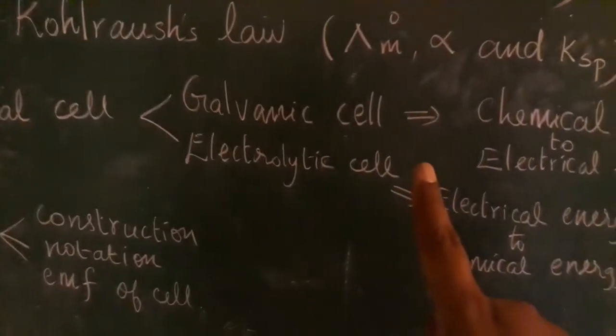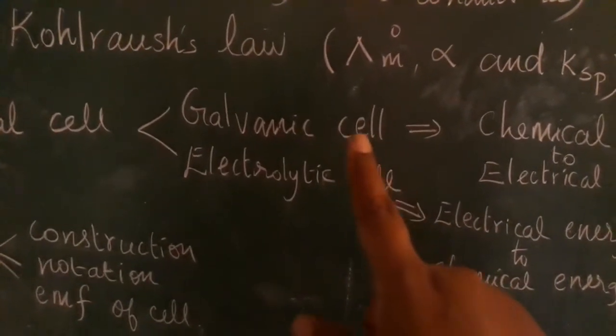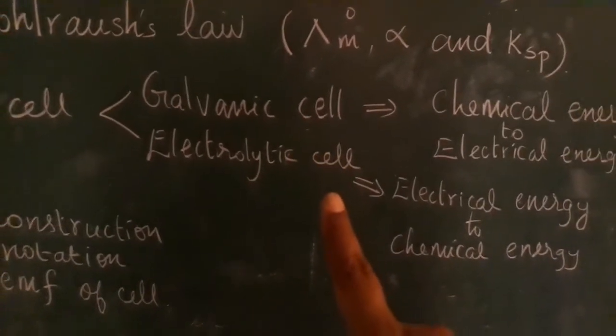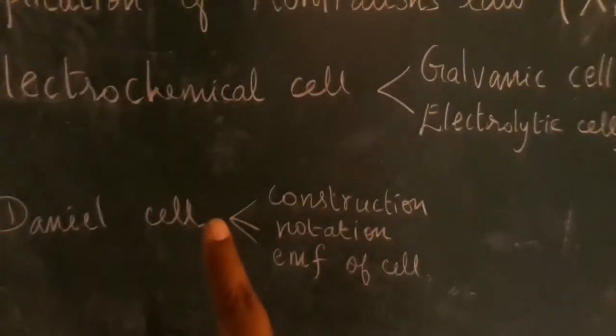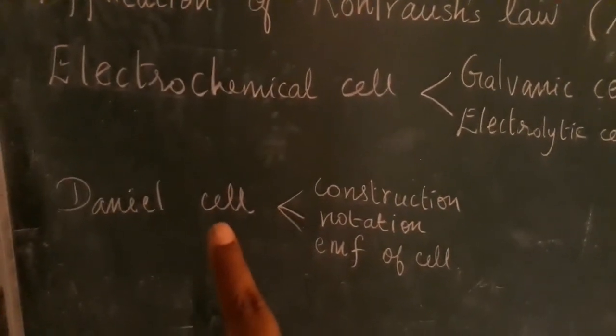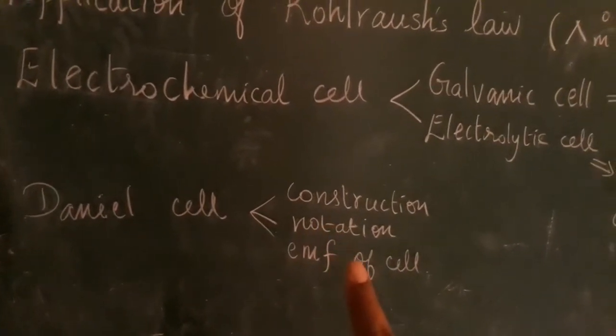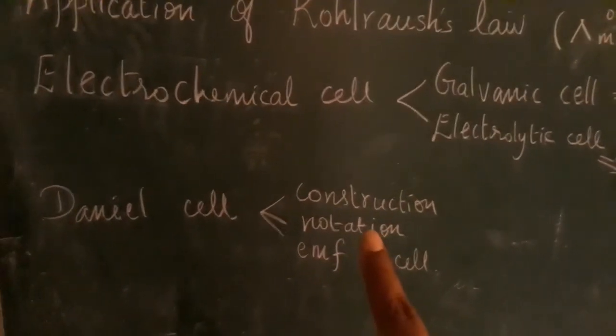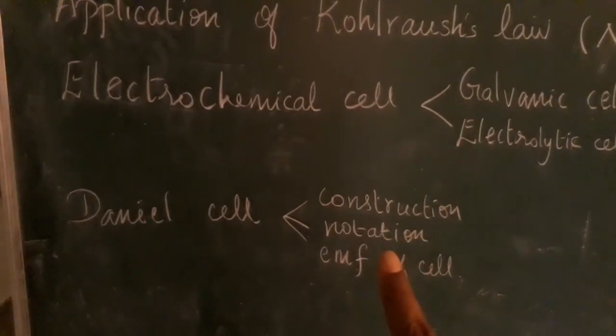So, there are two types of electrochemical cell. One is the galvanic cell, another one is the electrolytic cell. The next one, the Daniell cell. It is a galvanic cell. The Daniell cell construction, notation, and EMF of this cell we are going to learn in this video. Rest of the lesson in the PPT.